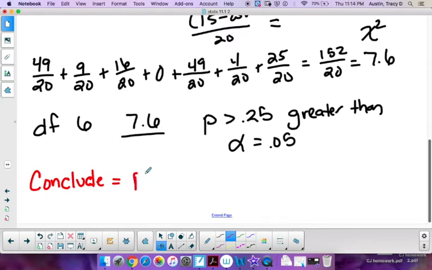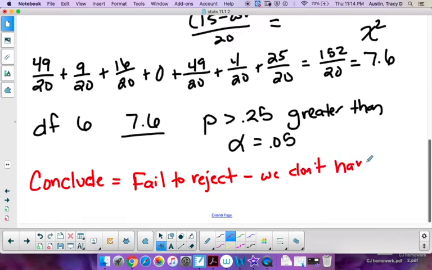We are going to fail to reject. Okay, that means we are failing to reject the null, right? And if we're failing to reject the null, no, we don't actually accept the null. But if we're failing to reject the null, it's because we don't have enough evidence to conclude that the alternative has to be right.